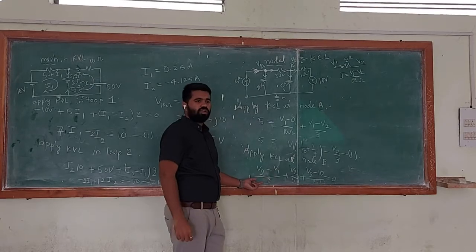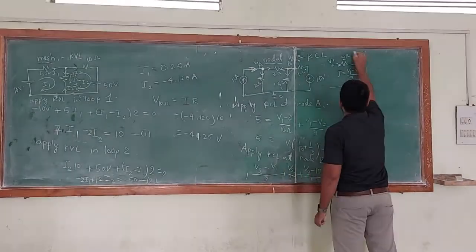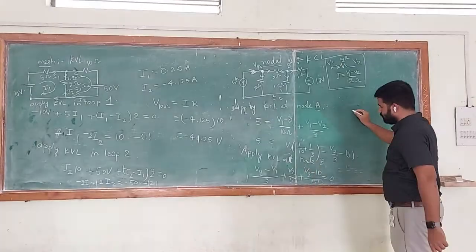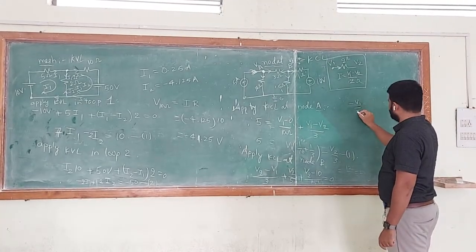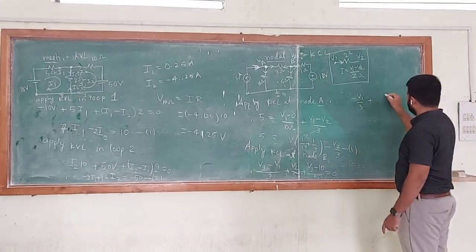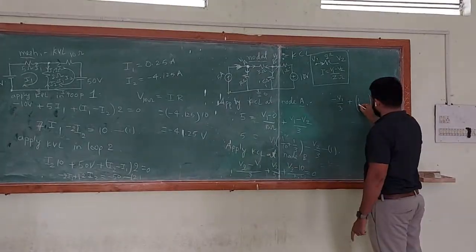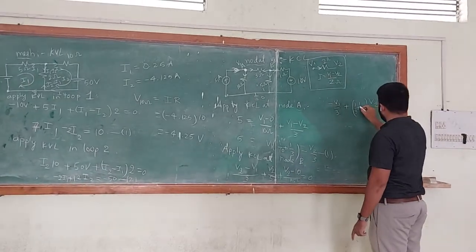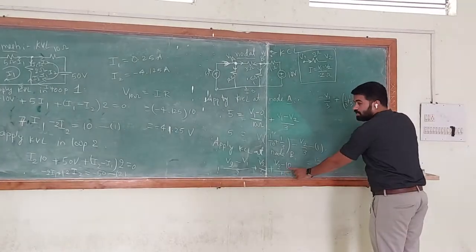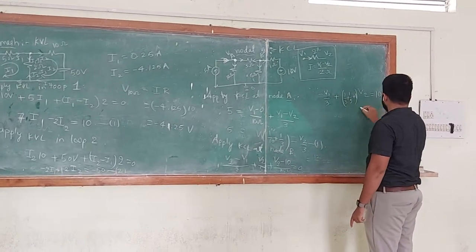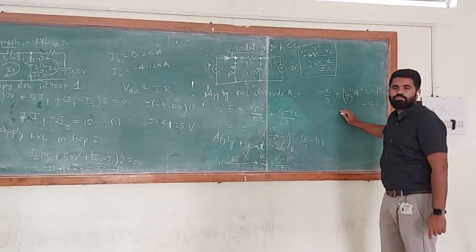Can we write the V1 coefficient and the V2 coefficient? Observe this. The V1 coefficient is minus 1 by 3, and the V2 coefficient is 1 by 3 plus 1 by 5 plus 1. We can write this is equal to 10. It is equation 2. We can use the calculator to solve this problem.